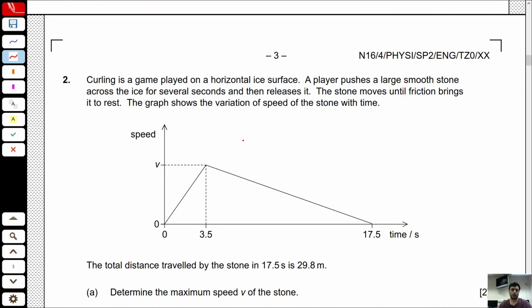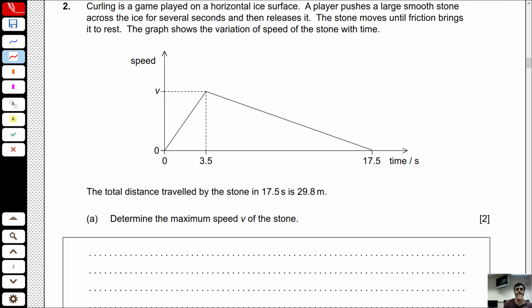Okay, question number 2. Curling is a game played on a horizontal ice surface. A player pushes a large, smooth stone across the ice for several seconds and then releases it. The stone moves until friction brings it to rest. The graph shows the variation of speed of the stone with time. Okay, it looks like the friction is acting during this part of the motion, because initially the body was accelerating and then it reaches some point where friction starts to take place and then it starts to decelerate until the velocity gets to 0. The total distance traveled by the stone in 17.5 seconds is this much meter.